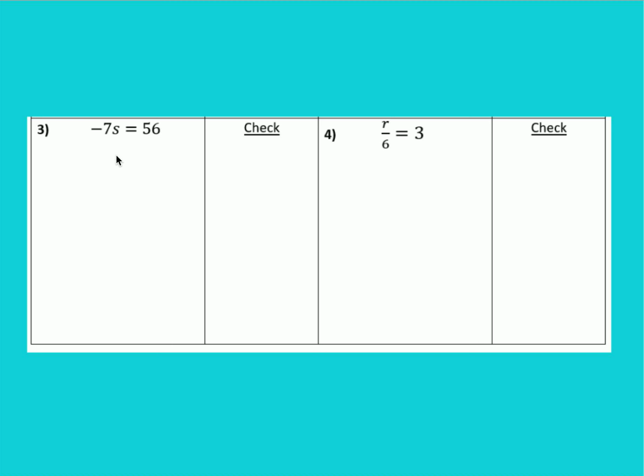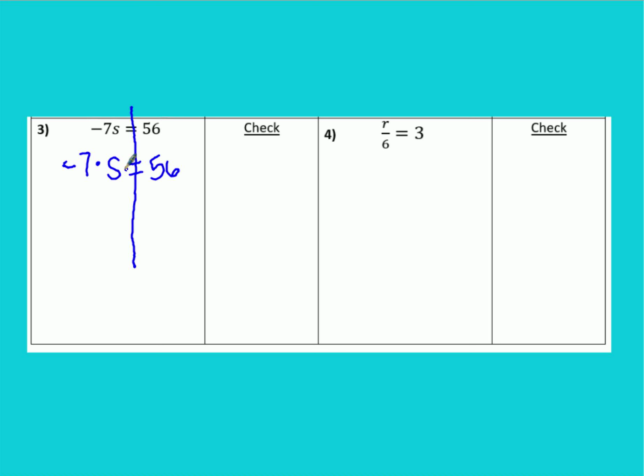So now for our next example, it's a little bit different. We've got negative 7s equals 56. So the first thing I'm going to do is just draw our line through our equal sign to remind us whatever we do on one side, we need to do on the other. So I have negative 7s. So negative 7 is my coefficient here. Remember, that just means negative 7 is being multiplied by s, so I'm going to rewrite it like that.